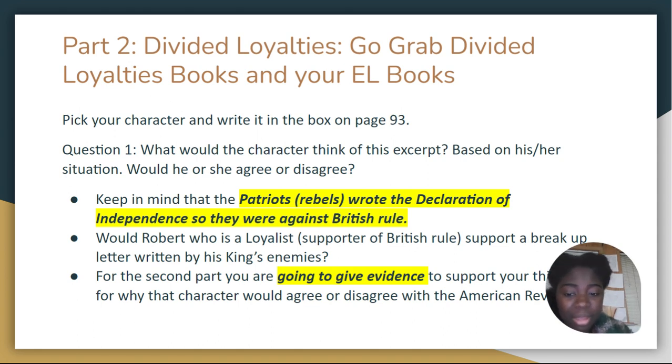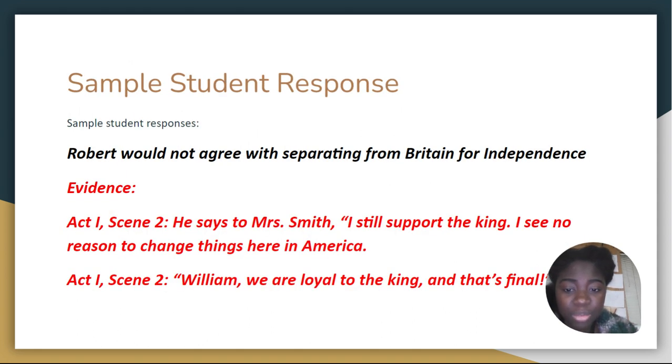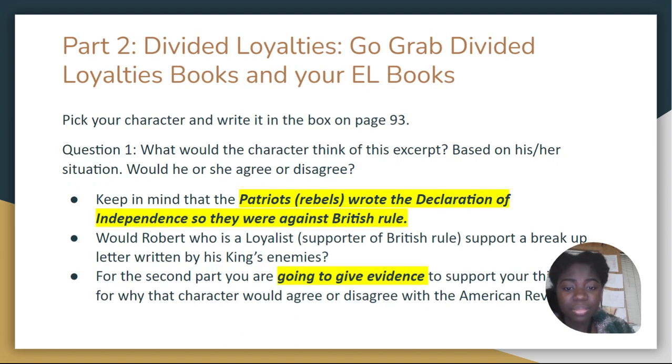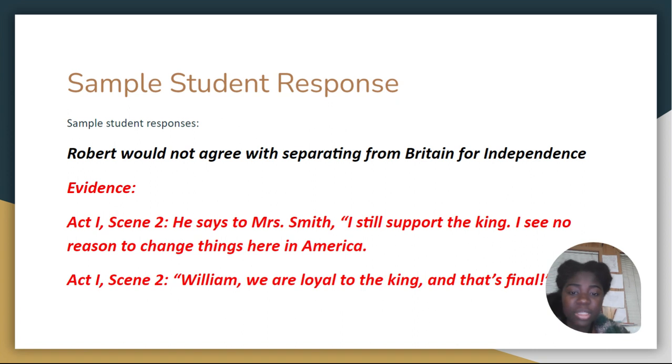Okay? Here's a sample response. Robert would not agree with separating from Britain for independence. Evidence, Act 1, Scene 2: Robert says to Mrs. Smith, I still support the king. I see no reason to change things here in America. Act 1, Scene 2: William, we are loyal to the king and that's final. So Robert is talking to his son. He's like, we are loyal to the king, King George III, and that's final. I don't want to talk about it anymore.